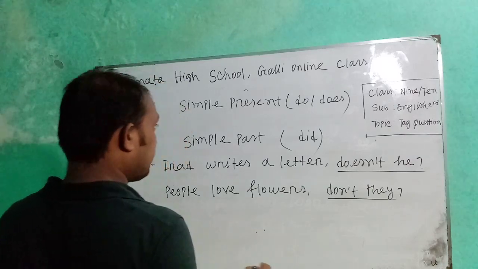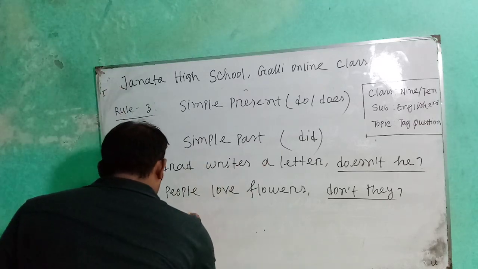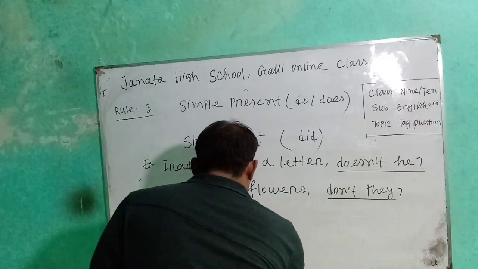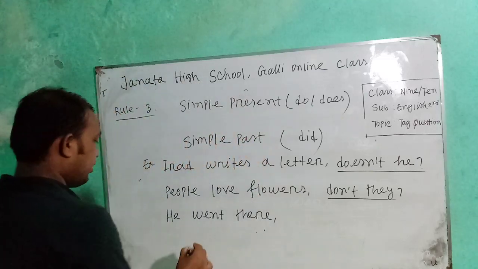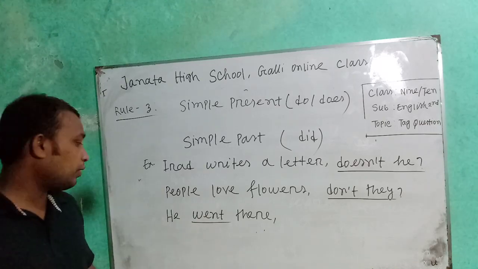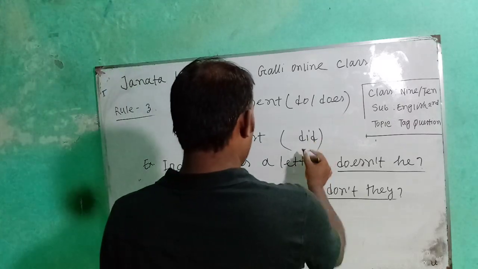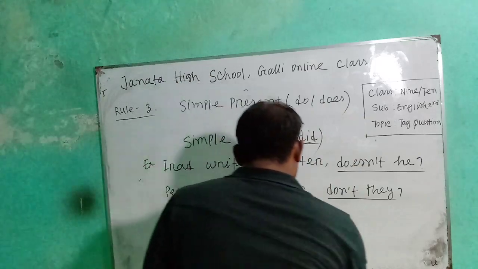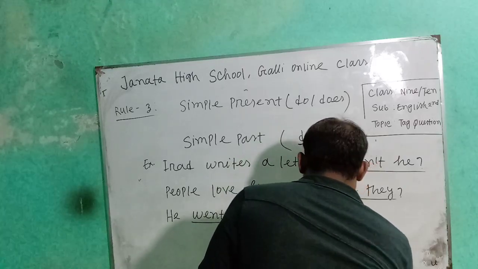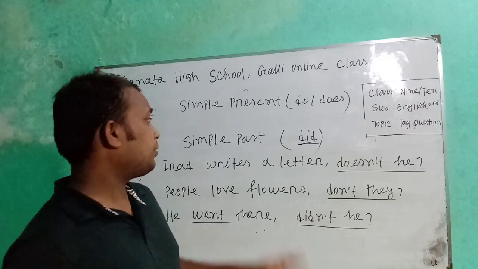Now I will give another example of simple past. He went there. There is no auxiliary verb before went. Went is the principal verb, and this is past form. So we have to use did as auxiliary verb. Didn't he? I think you have understood this one clearly.